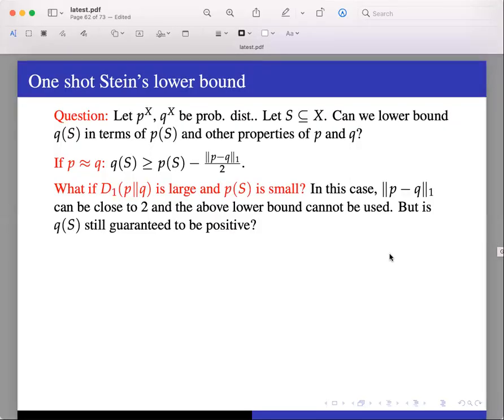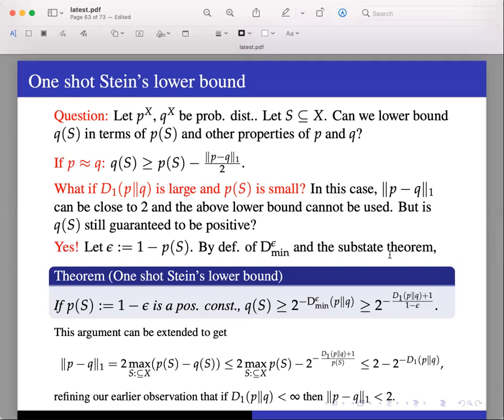Varun, just tell your solution again. I was saying that it should be strictly positive, because if D1 of P and Q is strictly less than infinity, then the support of Q is going to be a superset of the support of P. So it can't be that P has non-zero mass on S and Q doesn't. Yes, absolutely. Now we'll just make this more quantitative.